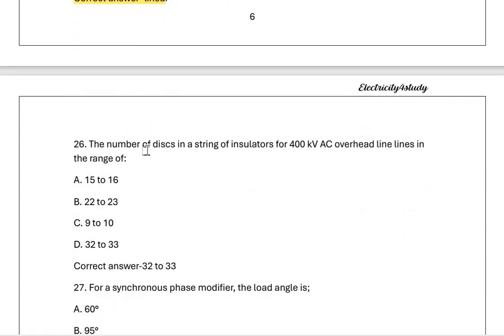26. The number of discs in a string of insulators for 400 kV AC overhead lines is in the range of A. 15 to 16, B.